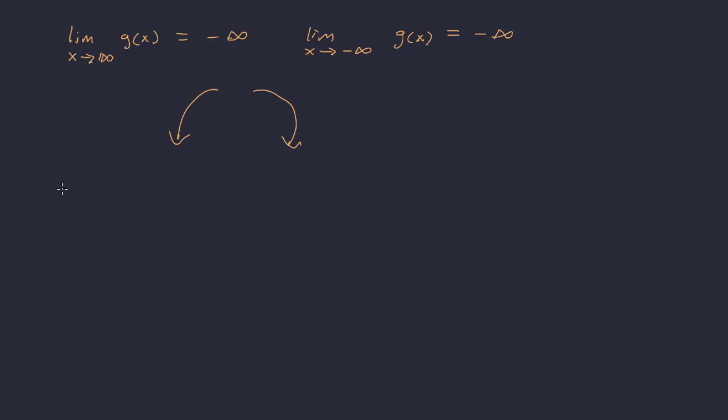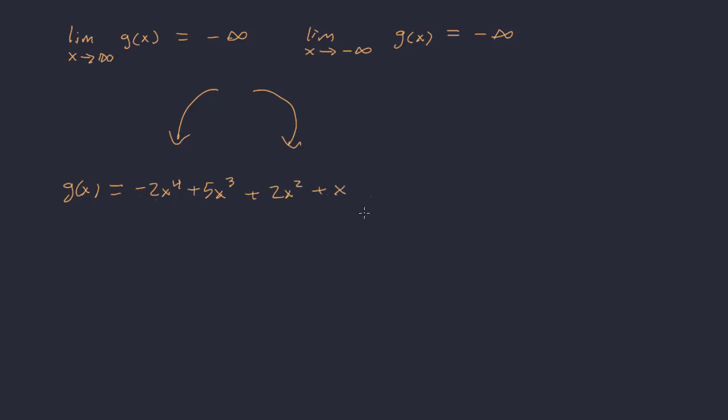So what this is basically telling us is on the left and the right, this function drops down to negative infinity. Now, this particular function was actually negative 2x to the fourth plus 5x cubed plus 2x squared plus x.